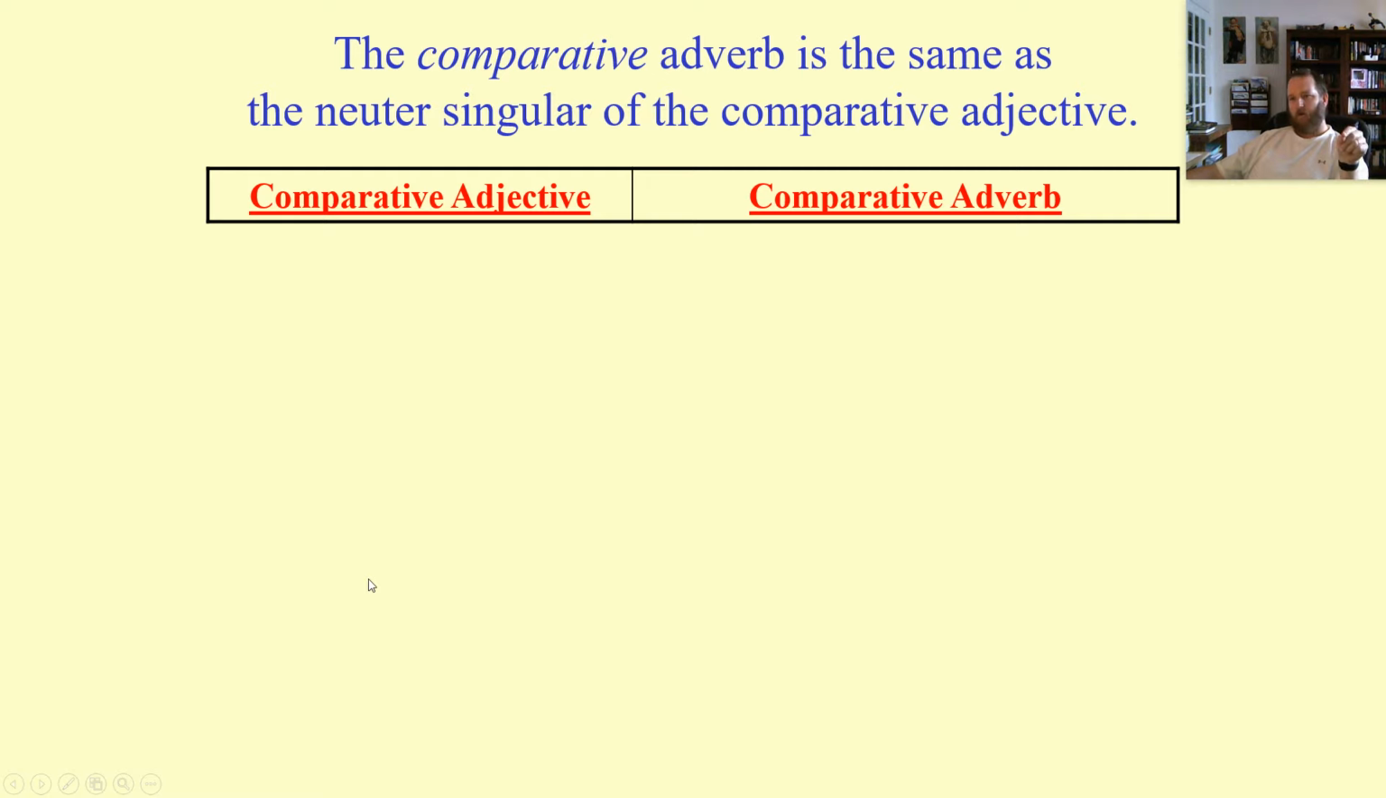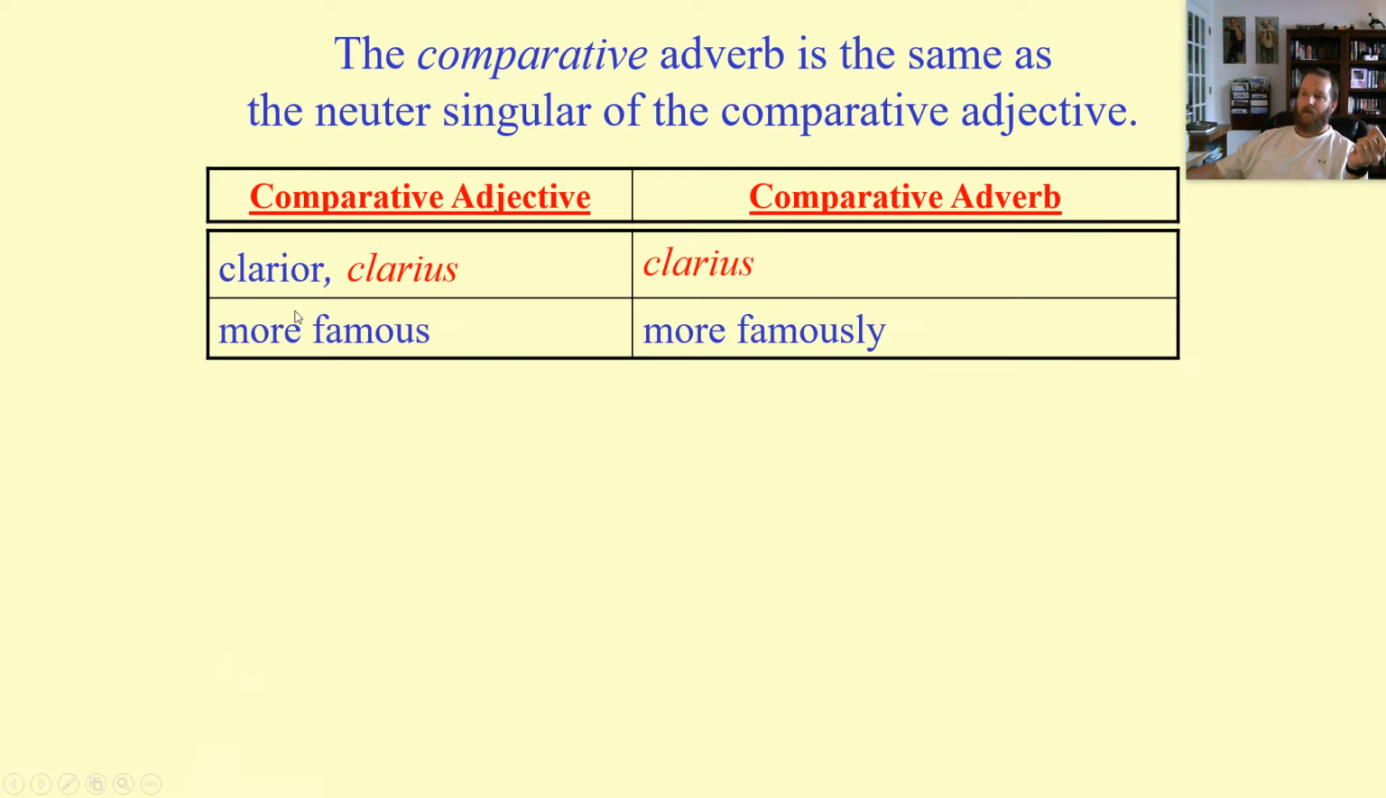Do you remember the neuter one we did the last few chapters? For example, altior, altius. Altius was the neuter. Well, luckily, that matches the form of the adverb exactly. So look what I mean here. The comparative adjective was masculine, feminine, clarior, neuter, clarius. The adverb is clarius. Now, they're different words, but they do look the same. That is how you remember it.